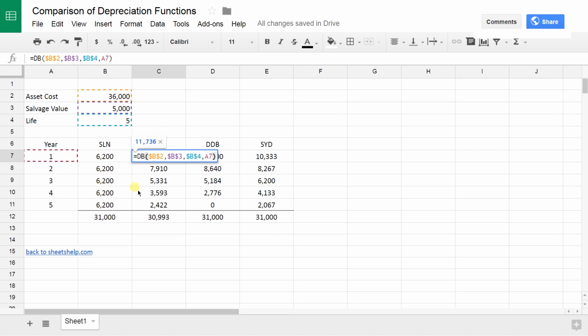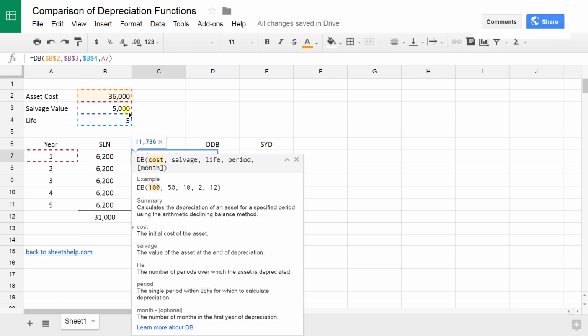You can also add an additional input, which I didn't do in this example, which is a month. And you use that month field if you placed it in service not on January 1st. So if you did it, use the beginning of the month convention. Say you did it in March, just act like it's March 1st. This would be a 10, so it would do 10 out of 12 months.